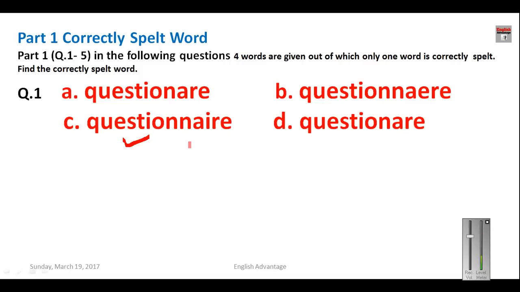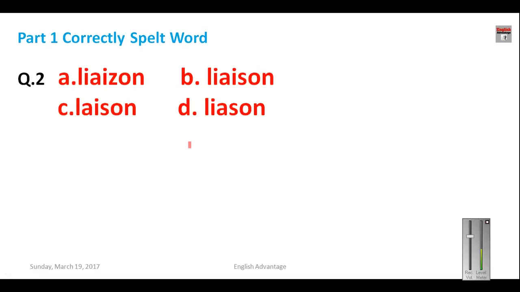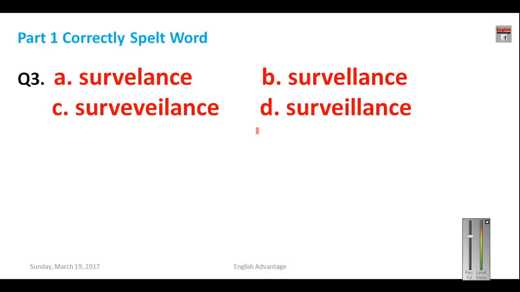Questionnaire. In the word questionnaire we always use double N. This is a very important spelling. Now let us see question number 2. Liaison. What is the correct spelling of liaison? The meaning of liaison is contact or relationships. Please tick mark your answer, and now I am telling you my answer. The answer will be B. Liaison. This is the correct spelling of liaison.